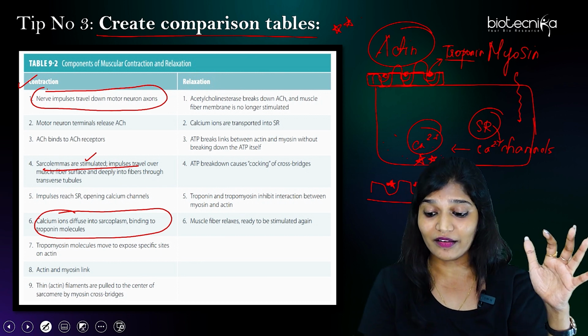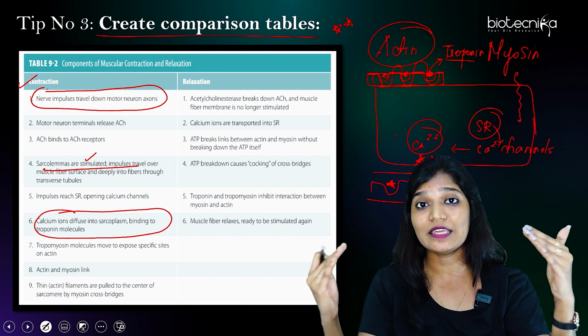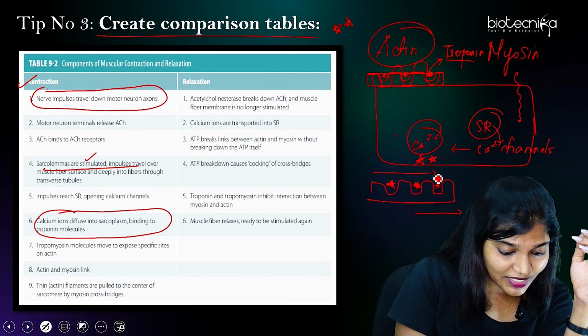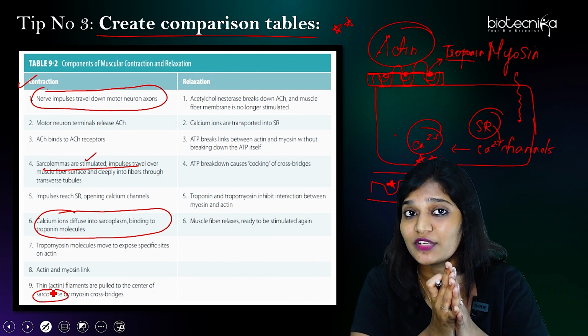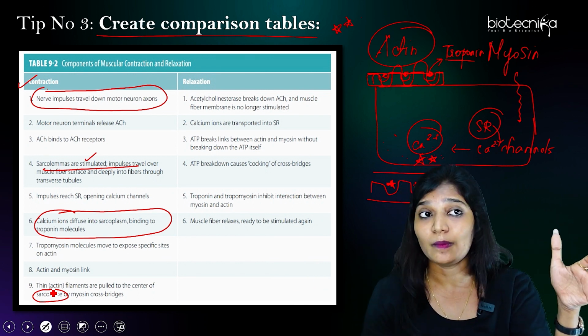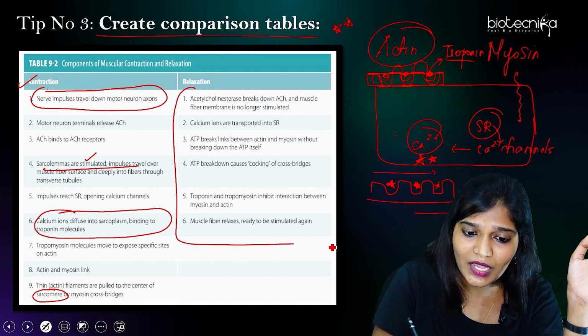Now the pulling action of the actin occurs. The actins keep moving, and that is why the sarcomere size decreases. This is the process of contraction. If you study it in a tabulation, it becomes very simple. And relaxation is very easy.